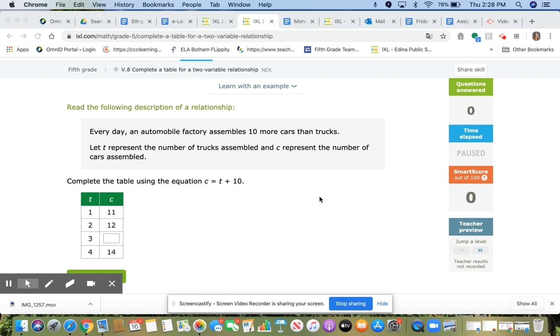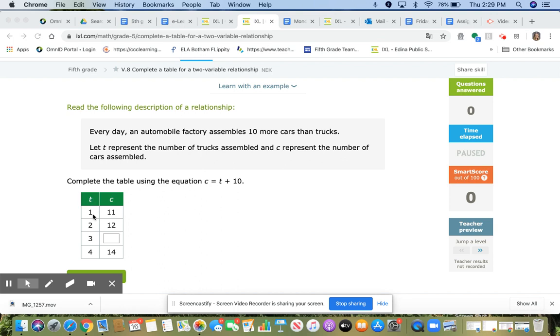So when we do algebra, we're basically replacing a number with a variable or a variable with a number. And it seems tricky, but I'm going to show you it's pretty simple. So the equation here is C, which stands for cars, equals T, stands for trucks, plus 10. They make 10 more cars than they do trucks.